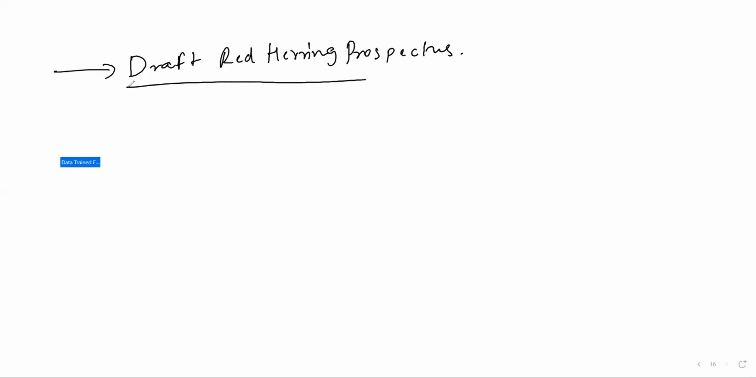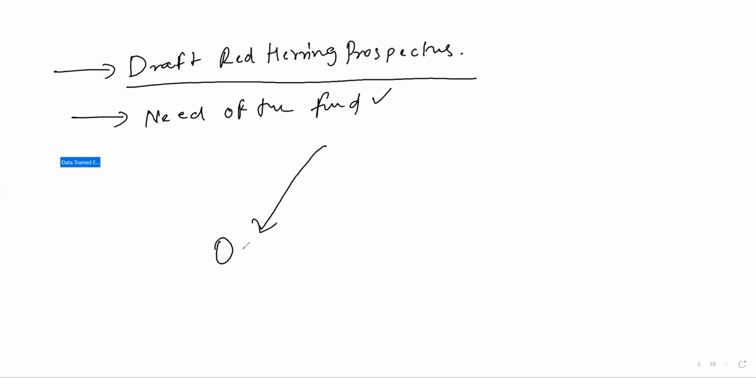Then there is something called a draft red herring prospectus. It mentions the need of the fund, why the company is coming up with the IPO, what they will do with all those funds, whether it is an offer for sale or whether it is a fresh issue.